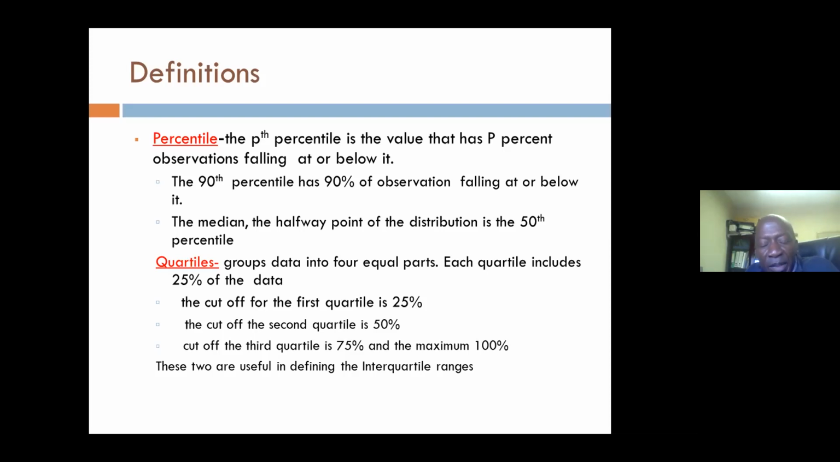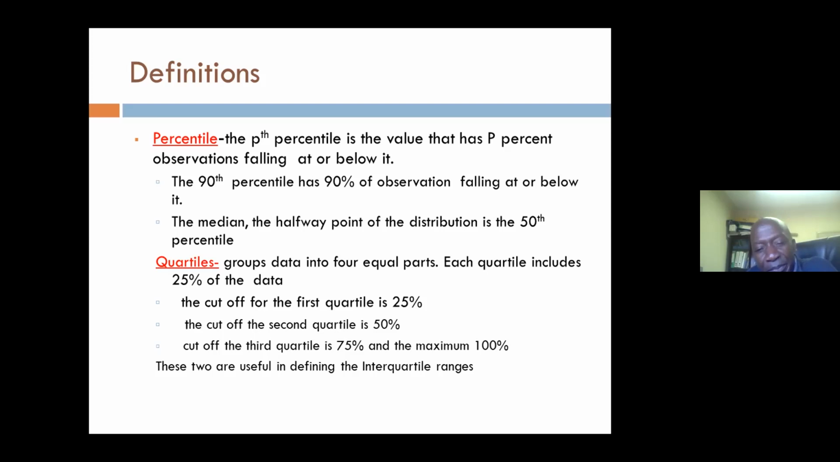We have the 25th percentile, which is defined as the first quartile. The median, which is the 50th percentile, is the second quartile. And then the upper quartile, which is the 75th percentile, is the third quartile. Each quartile includes 25% of the data, and the cutoff for the first quartile is 25%, the second quartile is 50%, and the cutoff for the third quartile is 75%. These are important values when we are trying to characterize the distribution of our data set.